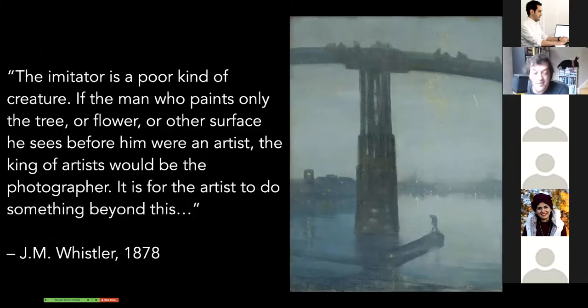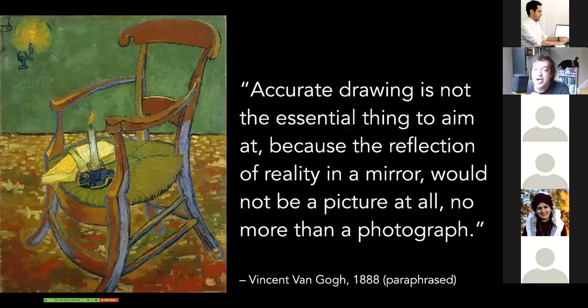Van Gogh, in his pivotal year of 1888, wrote to his brother, "Accurate drawing is not the essential thing to aim at, because the reflection of reality in a mirror would not be a picture at all, no more than a photograph." So now we're seeing this break from realism, that this picture is not meant to look real at all. There's something there the artist is doing that a camera couldn't do.